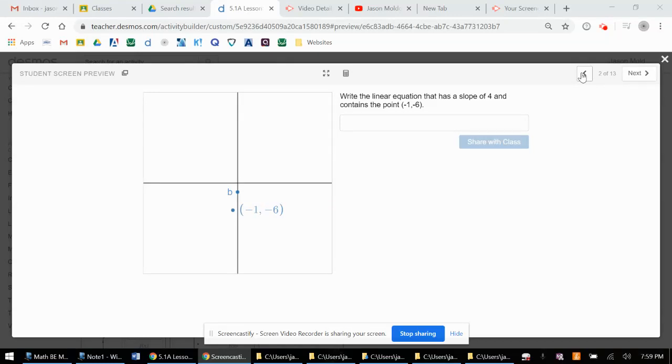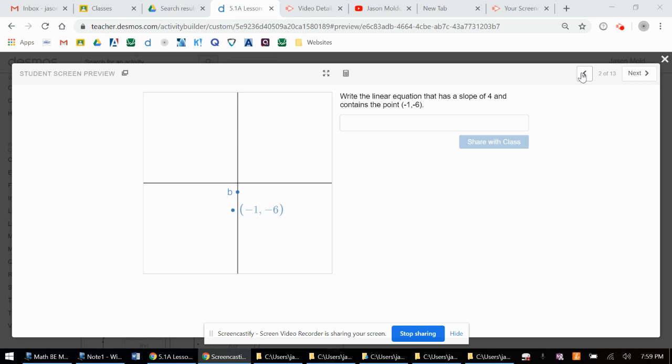This is the first video for the 5-1A lesson that is titled Writing Linear Equations Given Slope and a Point. And I'm going to go through slides 2, 3, and 4 in the Desmos lesson. I would suggest writing these problems down and pausing the video, maybe even rewinding it and writing down the work that I'm doing on a piece of lined paper, and then entering in the answers like I'm entering.